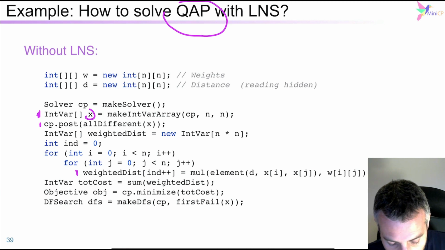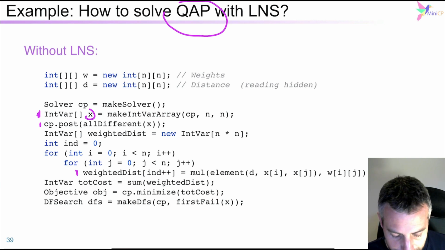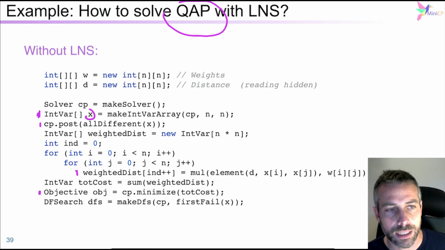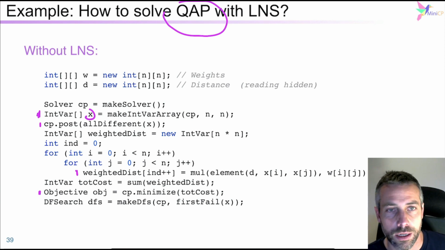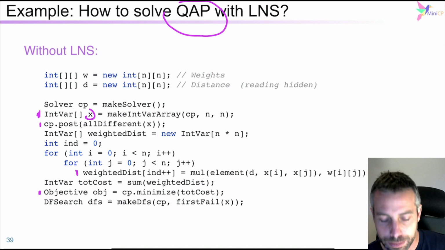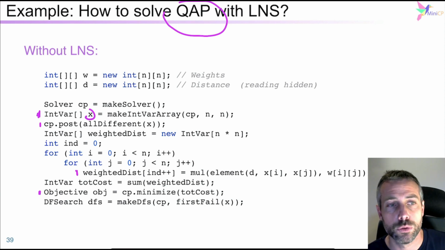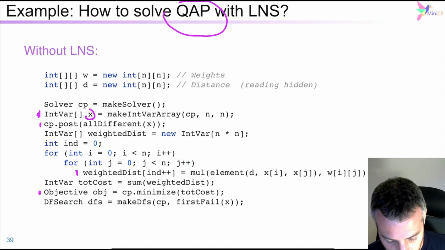You have the element constraint to compute the weighted distance between the warehouses and the location where you place these warehouses, and you want to minimize the total objective, that is the total amount of weighted distance in your quadratic assignment problem. That's the standard depth first search model. How to adapt this model to have large neighborhood search, this is what we will see now. You will see that the adaptations that we need to do are very small and easy to understand.